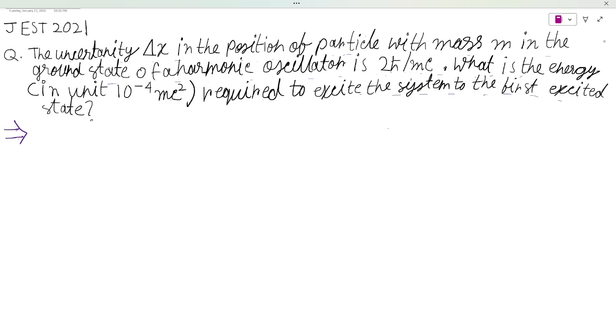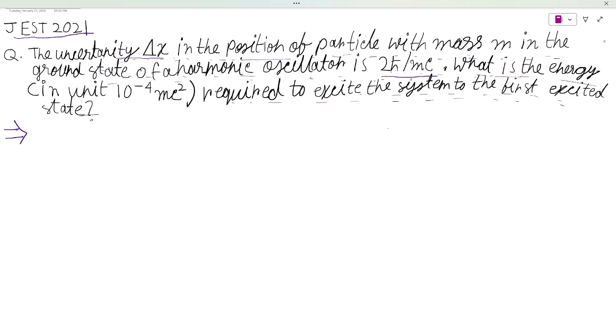This question was asked at JEST 2021. This is the question of uncertainty. The uncertainty delta x in the position of a particle with mass m in the ground state of a harmonic oscillator is 2h cross by mc. What is the energy required to excite the system to the first excited state?